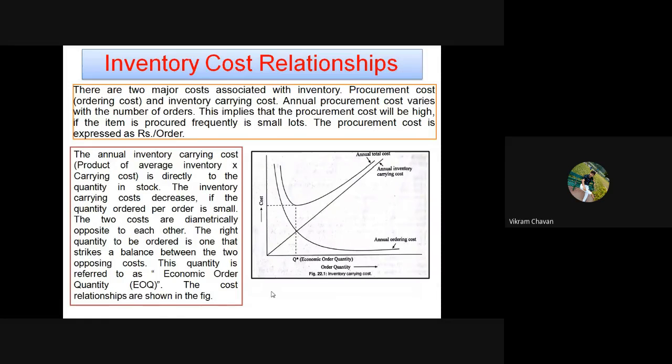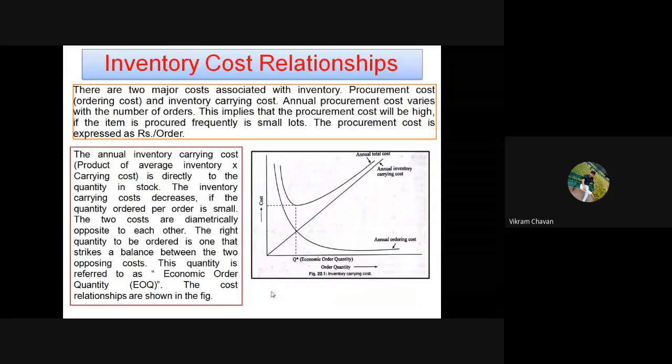So in the last lecture, yesterday's lecture, we discussed the inventory cost relationship, and we came to know how to find the economical order quantity. The two most important factors affecting the annual total cost related to inventory are the annual ordering cost and the annual inventory carrying cost. These two are the major costs we have to consider for the annual total inventory cost.